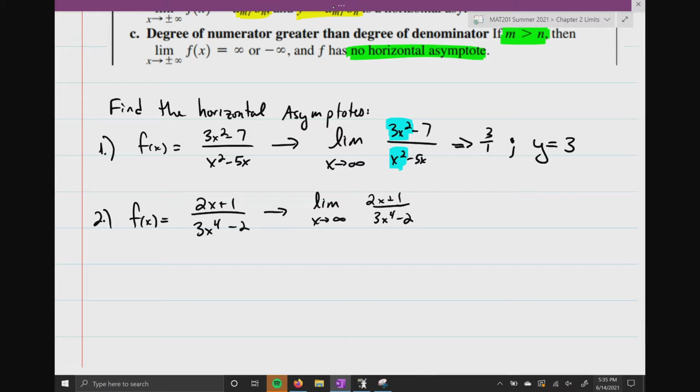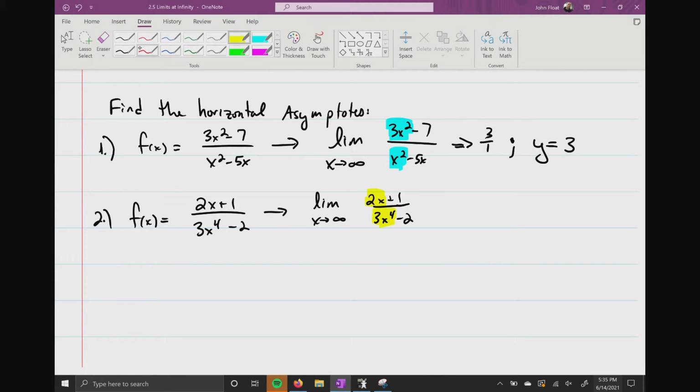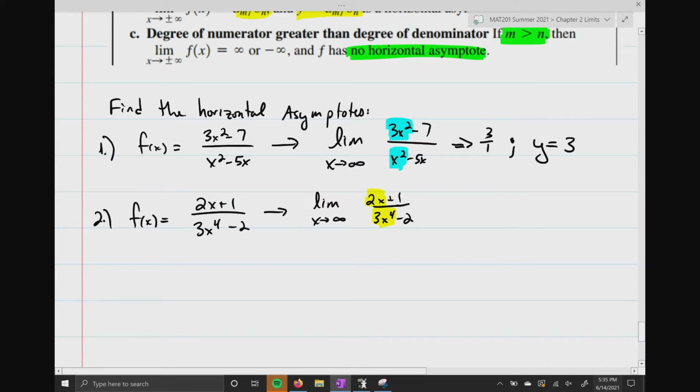Get out my highlighter real fast. There's my leading coefficients, or leading terms, for the numerator and denominator. Clearly, 1 is less than 4 in terms of degree. So, y equals 0 is going to be my horizontal asymptote for this example. Go ahead, graph it, tell me what you get. You should come up with the same exact thing, y equals 0.